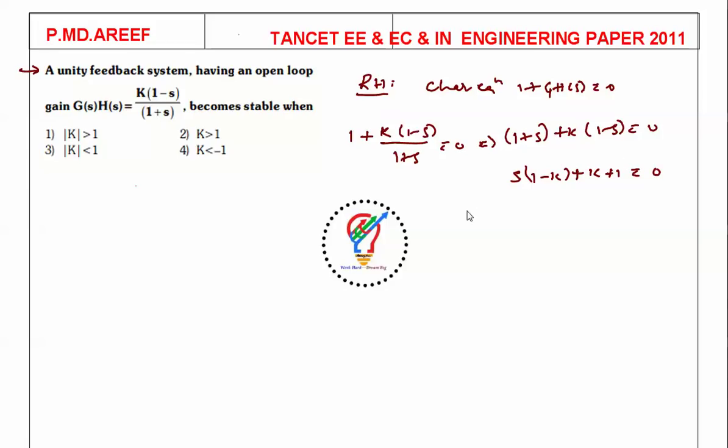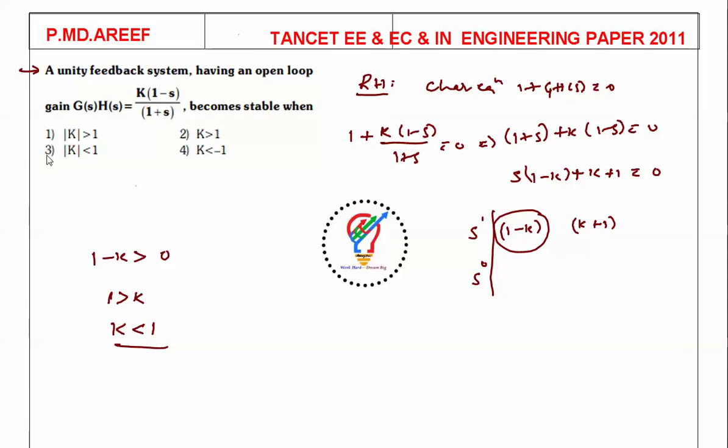If you form the table column of the RH criterion, s power 1 is there and s power 0 is here. So 1 minus K here, and K plus 1 here, that's it. Among them, 1 minus K should be a positive value. So 1 minus K should be greater than 0. That means 1 should be greater than K, or K should be less than 1. So among the options, K less than 1 is the right option for this question.